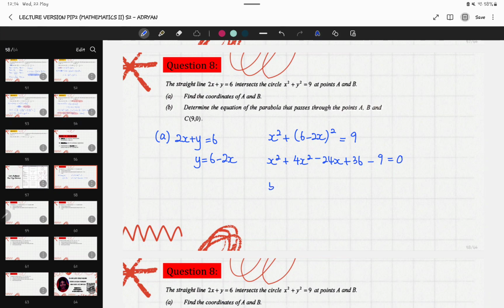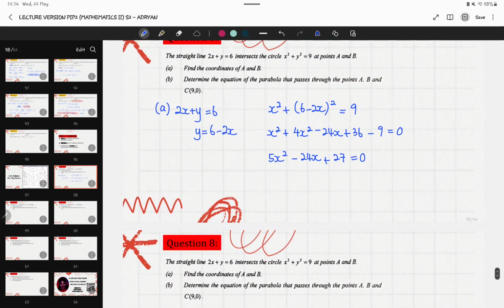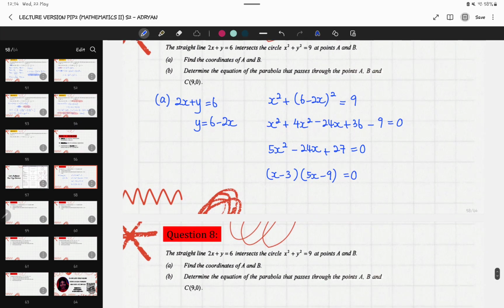So in the end, you would just simplify it: 5x squared minus 24x plus 27 equals 0. Once you get this quadratic, you should factorize it, and you will get two x values, which are x equals 3 or x equals 9 over 5. So these are your two x values.